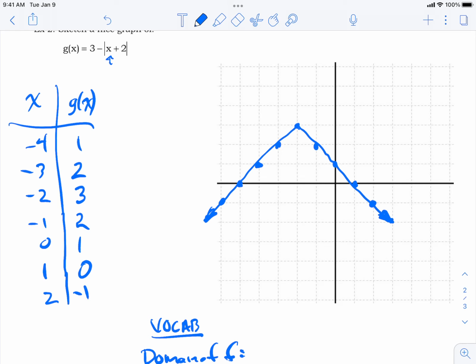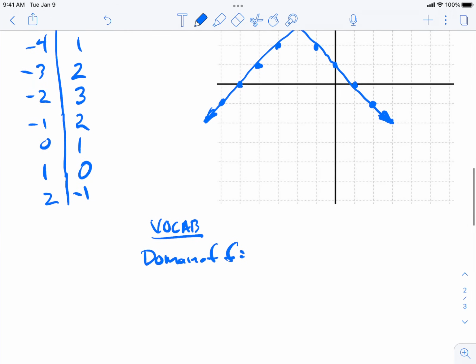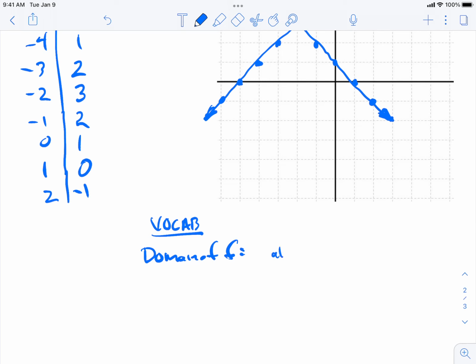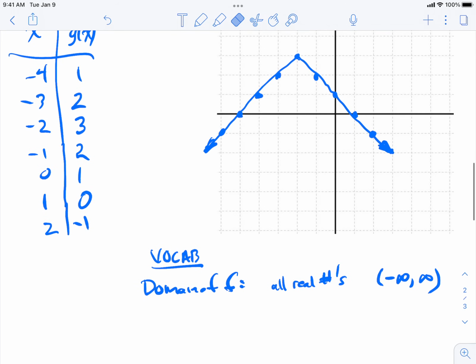I'm allowed to plug in basically anything I want, right? There's nothing that's going to go wrong here. There's no square root of a negative. There's no division by 0. All real numbers. Which, if you want to use interval notation, you'd say everything from -infinity to +infinity. Again, round brackets, please, on your infinity. You can't reach infinity. You can't start at infinity, because you never get there. So anyway, the domain is all real numbers.